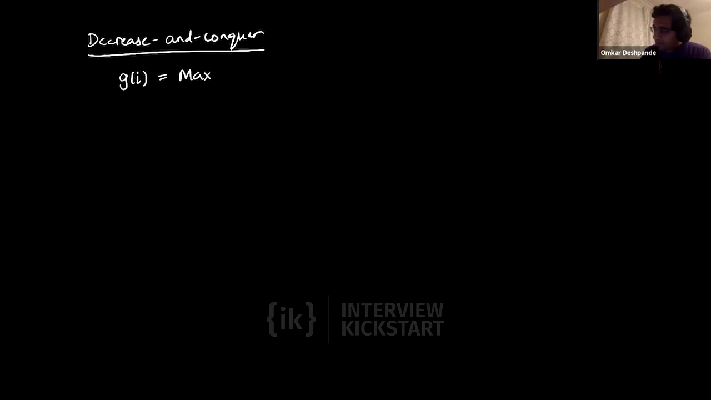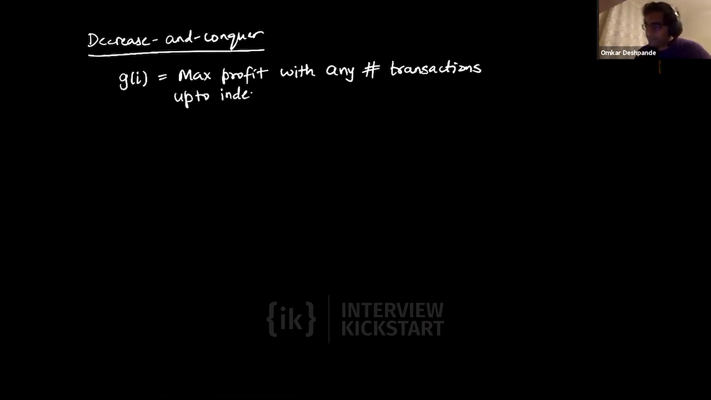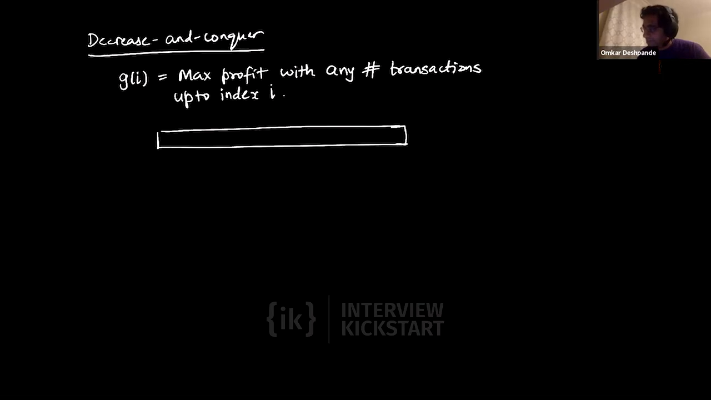The maximum profit with any number of transactions up to index I. So if I am a lazy manager, a general lazy manager, I am given an array which, as far as I'm concerned, ends at index I. I'm assuming that someone before me has solved the problem up to index I minus 1. So I'm asking, how can I extend that solution up to index I?